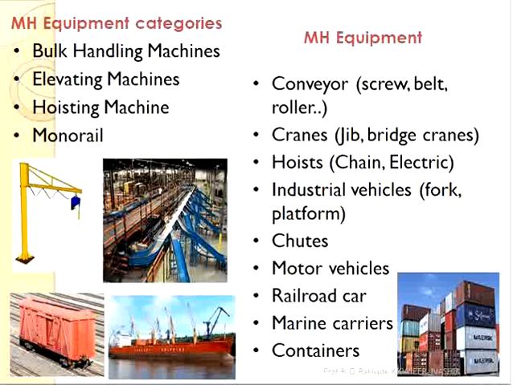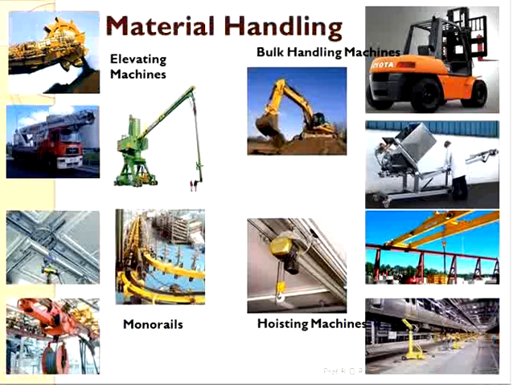Then material handling equipment such as conveyors, screw, belt, roller, then cranes, which include jib and bridge cranes. Then hoists include chain type or electric type. Then industrial vehicles, such as fork and platform trucks. Then chutes, then motor vehicles, railroad cars, marine carriers, and containers. Then there are various types of material handling equipment. So the figure shows.